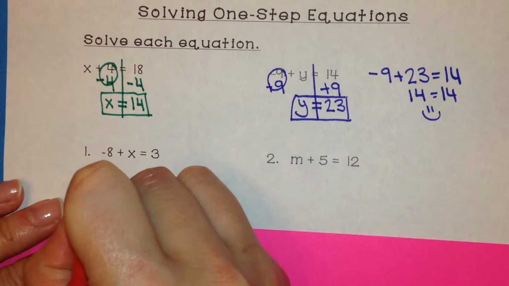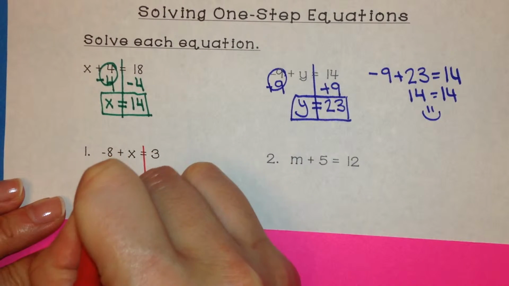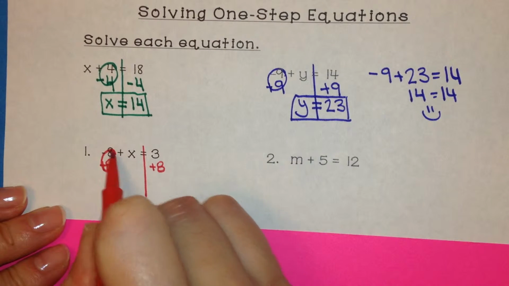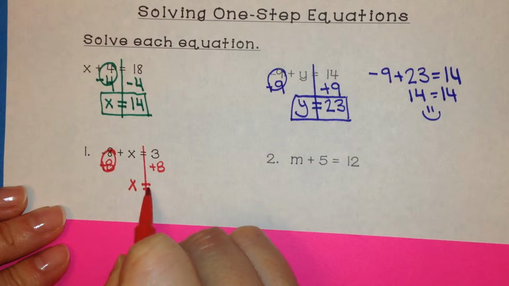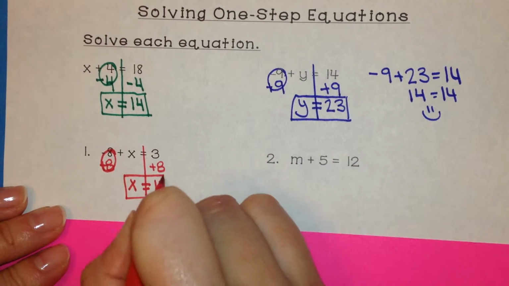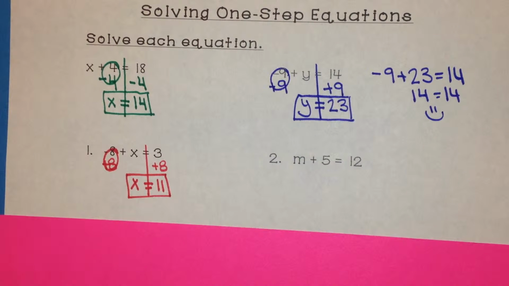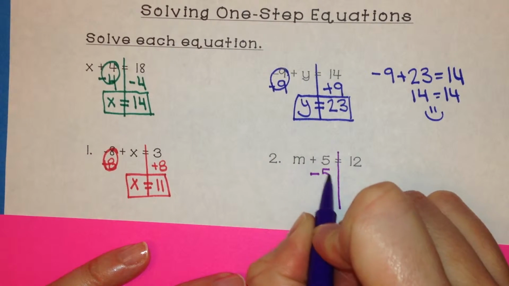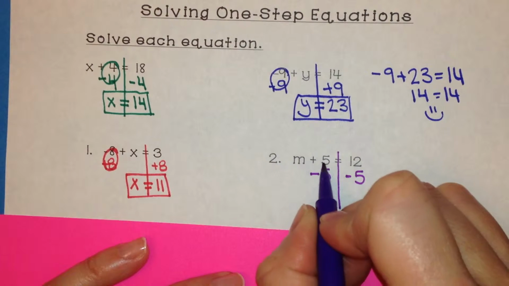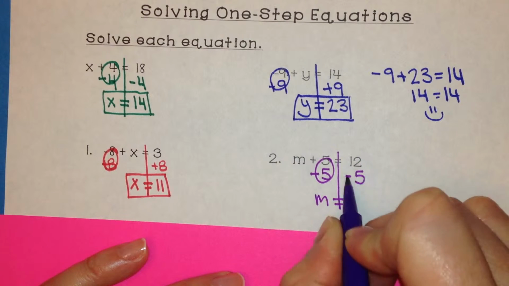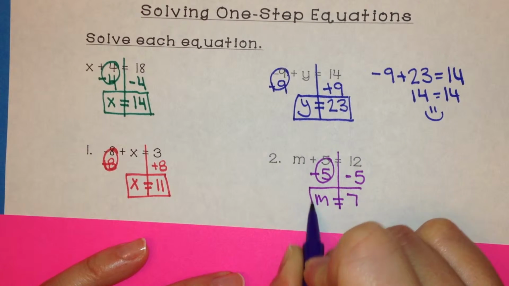All right, for the first one, I'm going to add 8 to both sides of the equal sign to get x by itself. Negative 8 plus 8 is 0. Bring down x is equal to 3 plus 8 leaves me with 11. So x equals 11. All right, on number 2, we have m plus 5. I want to get rid of the plus 5. Opposite operation is minus 5 to both sides of the equal sign. 5 minus 5 is 0. So I'm left with m is equal to 12 minus 5 leaves me with 7.